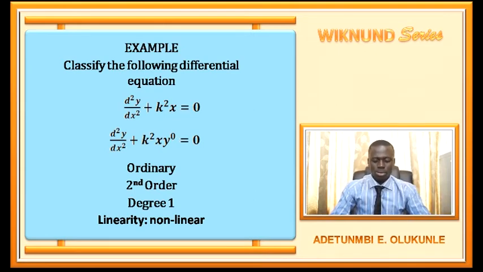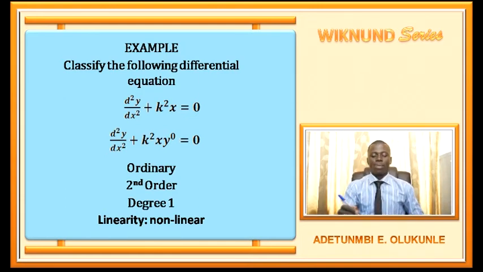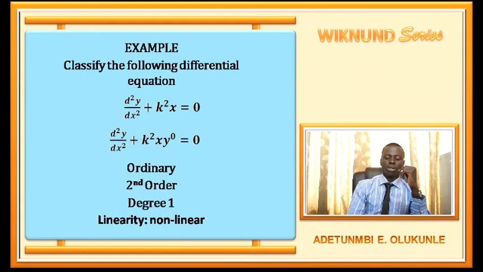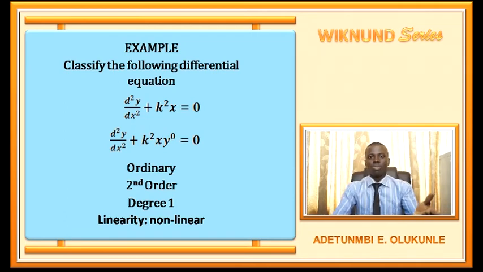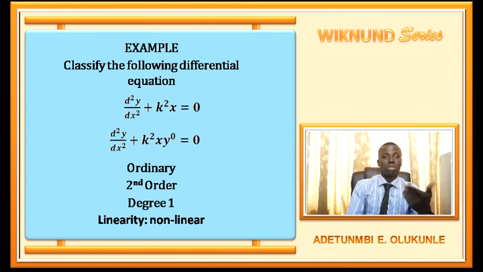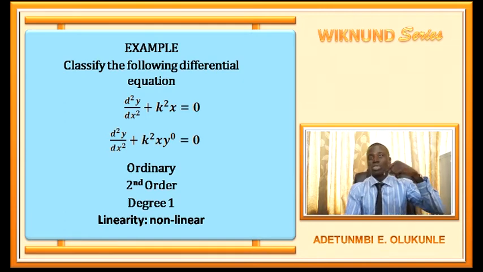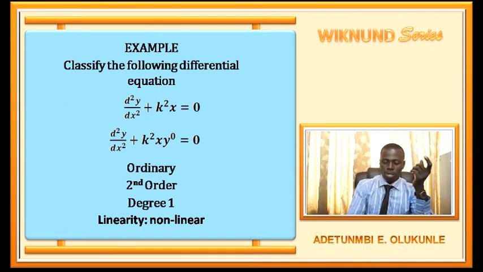Now let's look at this together. What's the type? This is ordinary. Do you agree with me? Yes, because we have just y and x involved. One dependent variable, one independent variable. Okay. What is the order? It is of order 2. d2y/dx squared, that is y prime prime, is the highest derivative there. So this is of order 2. So what's the degree? The d2y/dx squared is raised to the power 1. So that is of degree 1.